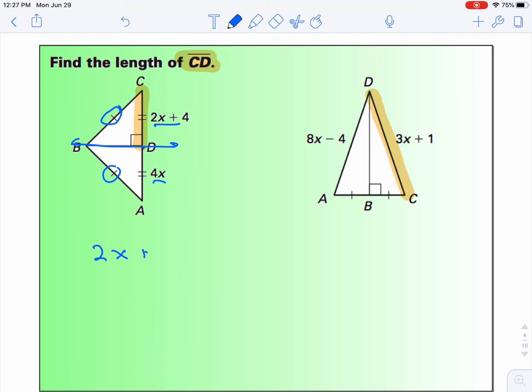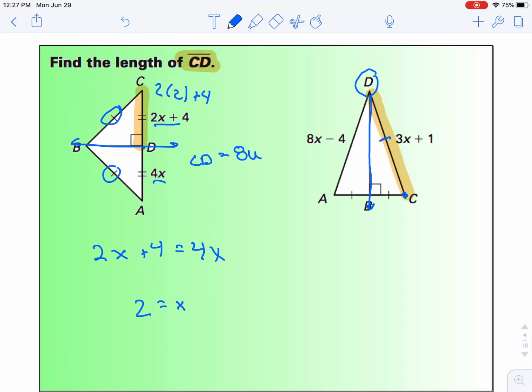So all we have to do is set 2x plus 4 equal to 4x. When we subtract 2x and move things around, we get x equals 2. So now to find CD, we simply substitute 2 in for x, and so we get CD is equal to 8 units.